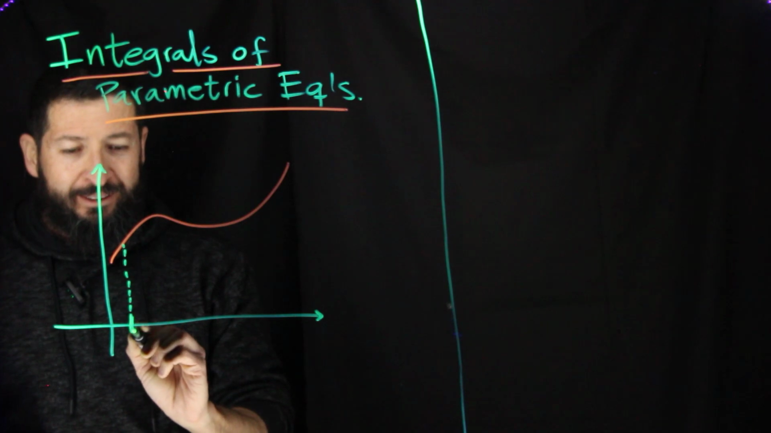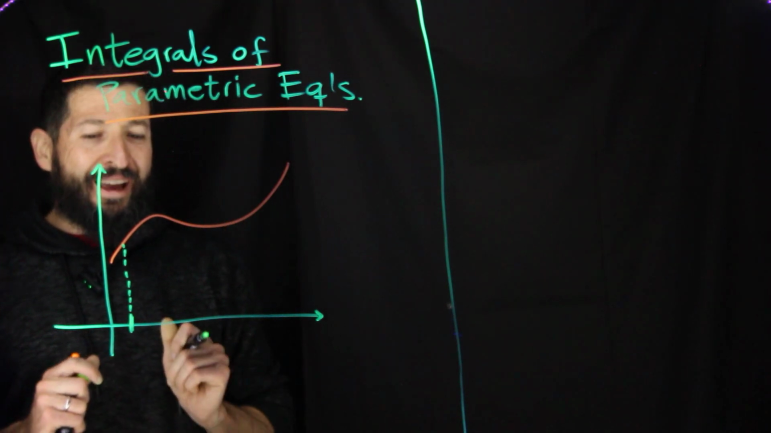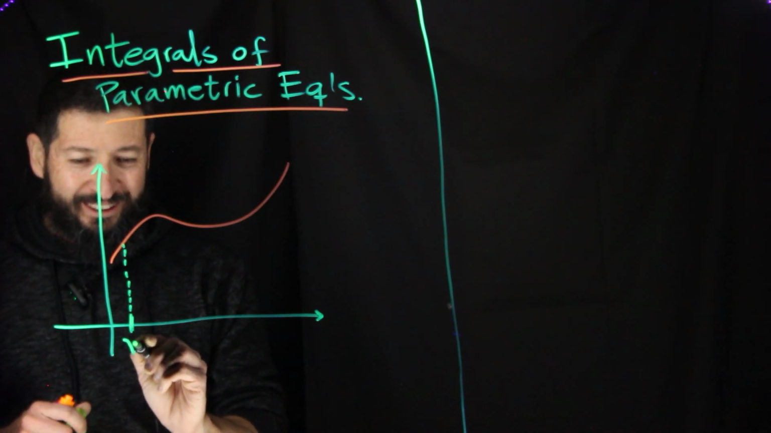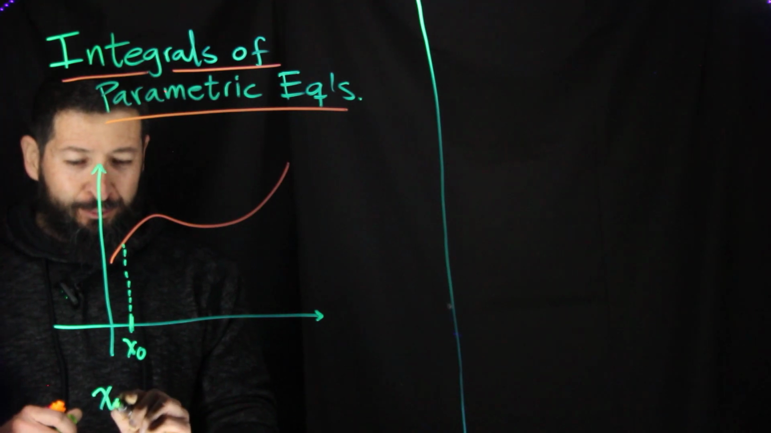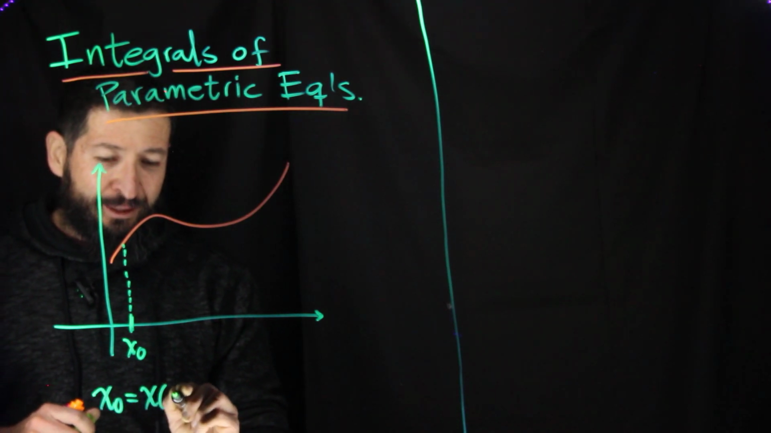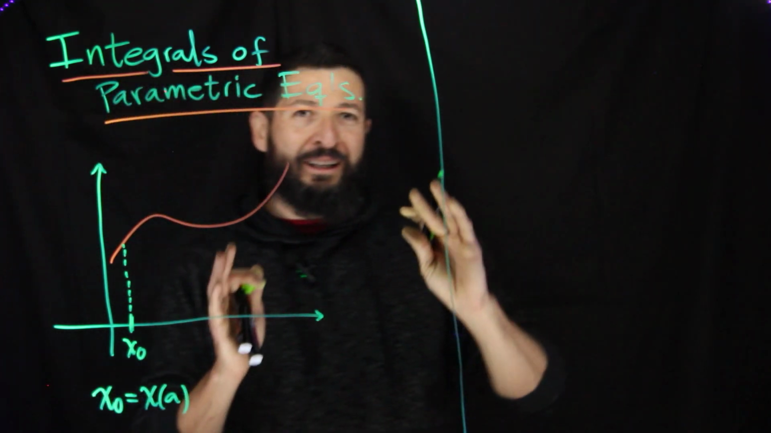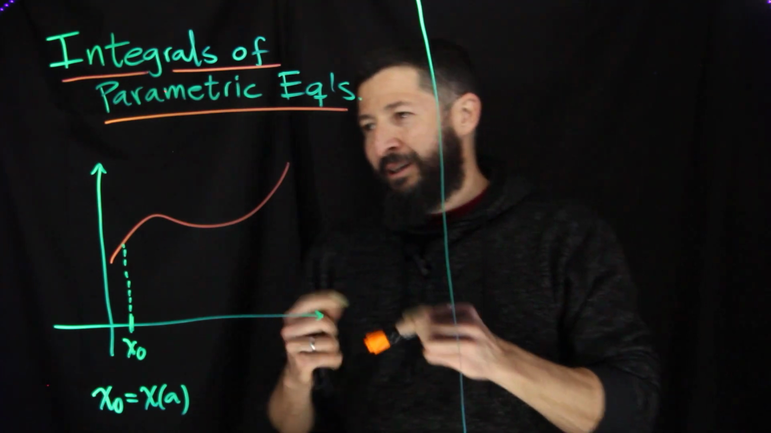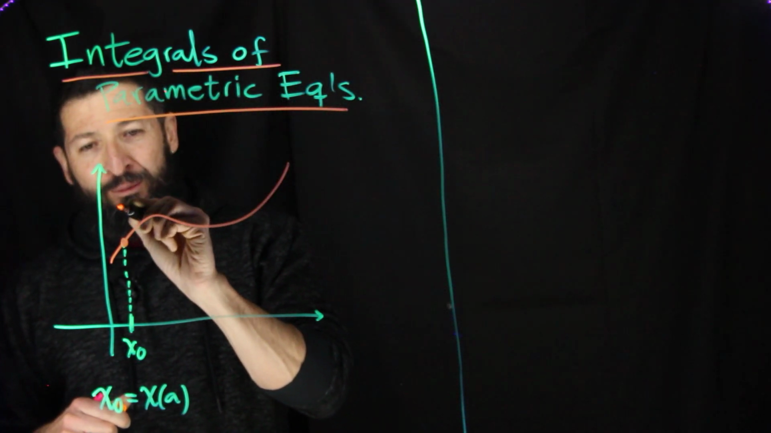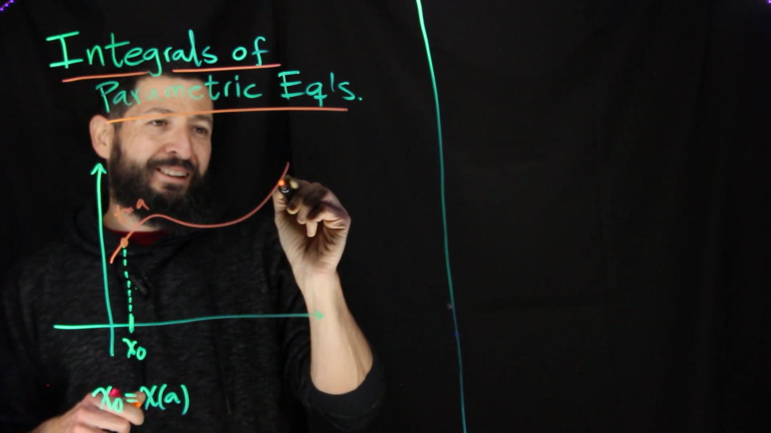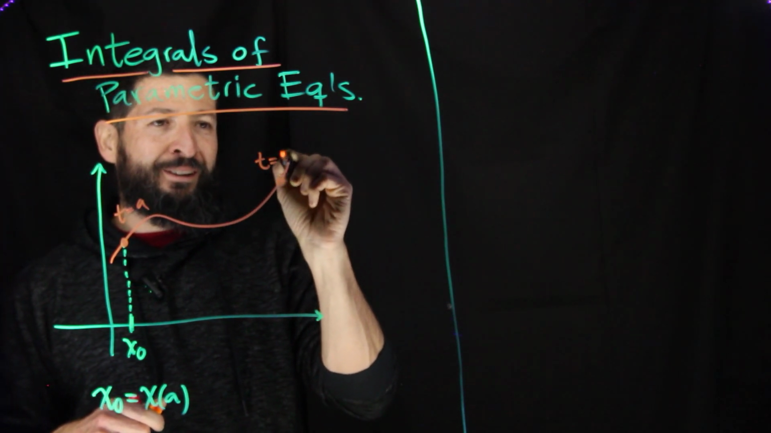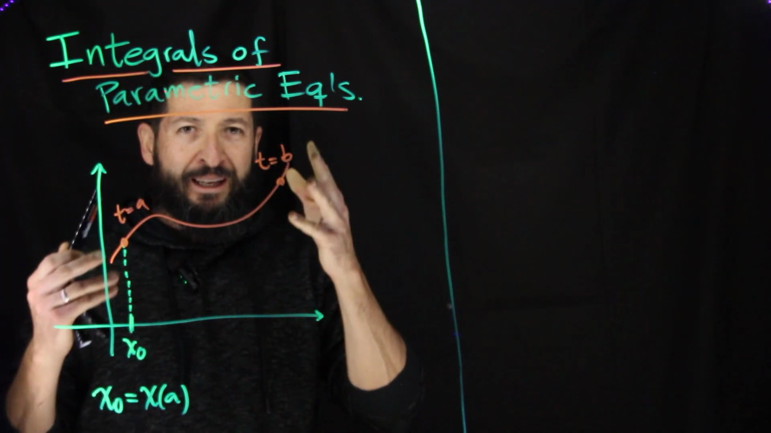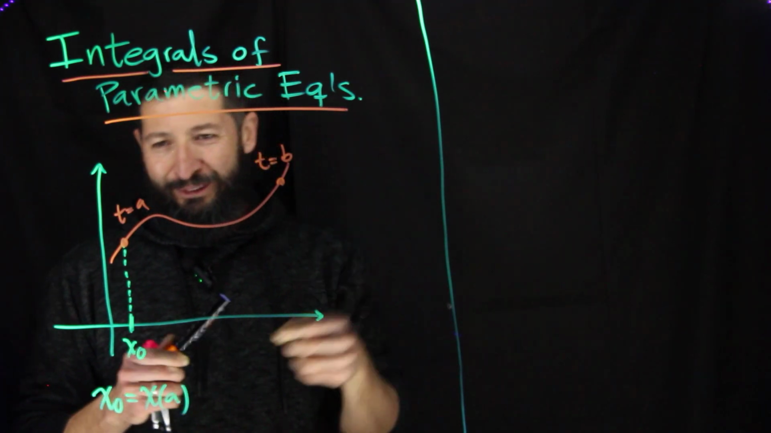Let's say we're going to evaluate from time equals a. This is going to be x naught, and x naught is equal to x at time equals a. So you're going to be integrating on a time interval from a to b. This point represents time equals a, and you're going to have time equals b somewhere here, and I'm going to start by partitioning everything into n uniform time intervals.